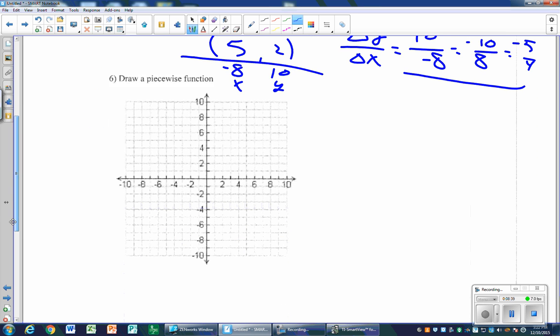Draw a piecewise function. The big thing with a piecewise function is that the pieces don't overlap because it is a function. So you can draw anything that looks like that. If you want to, you can draw something that looks like that. If you don't like that, you can go there. You just cannot have a vertical line because they overlap each other, okay? You can even have it like that. Any piecewise function.